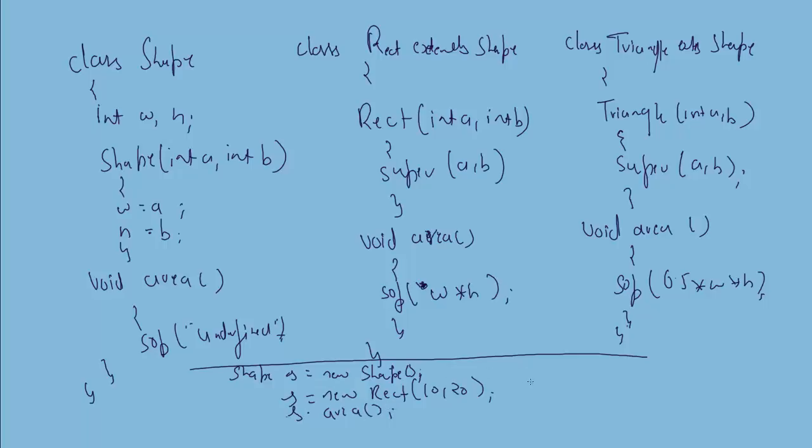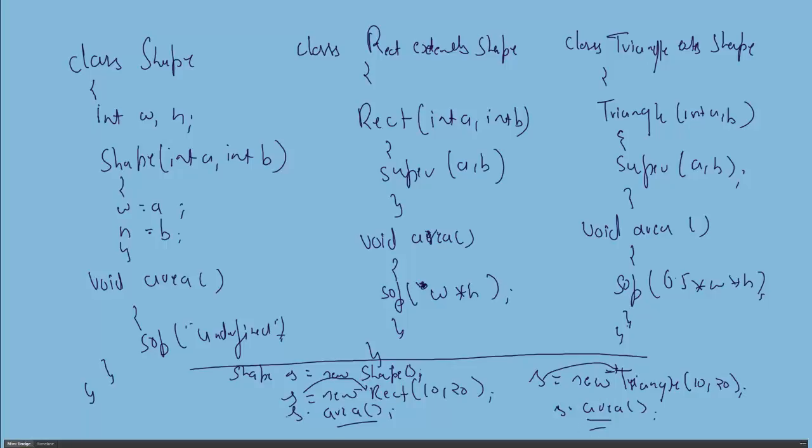If needed, I can also say S is equal to new triangle, say 10 comma 20 again, whatever the value is. Now S dot area, from where is this method being invoked? It will be invoked from the object to which my variable is pointing at the current time. At that particular instance, which object is it pointing to? Right now S was pointing to rectangle, so it's going to give you that particular value. Right now S is pointing to triangle, so it is going to give you the respective value.